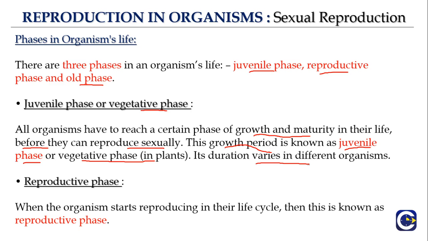And again, as we discussed in part 1, the introduction of this chapter, all organisms have to reach a certain phase of growth and maturity before they can reproduce sexually. This is the time period during which their sexual organs also grow. Okay. And the next phase is the reproductive phase. When the organisms start reproducing in their life cycle, this is known as the reproductive phase. Very easy as it sounds.